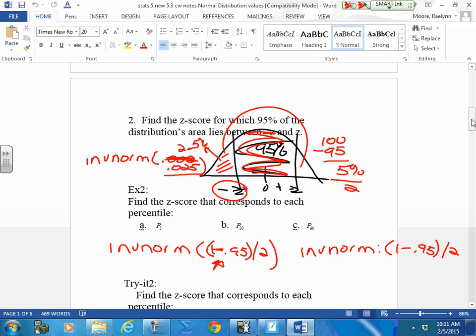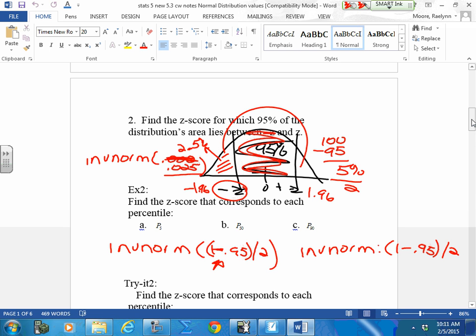Can you explain this? Because when you go to inverse norm, it actually puts that in there. It says like area. Yeah, no, these are your standard deviations and your mean. You want to say 1 minus 0.95 divided by 2, and then just press this. You would get negative 1.96. So if this is negative 1.96, what's the z-score?